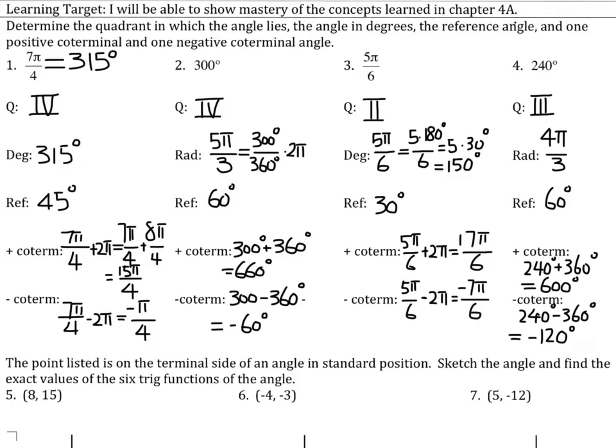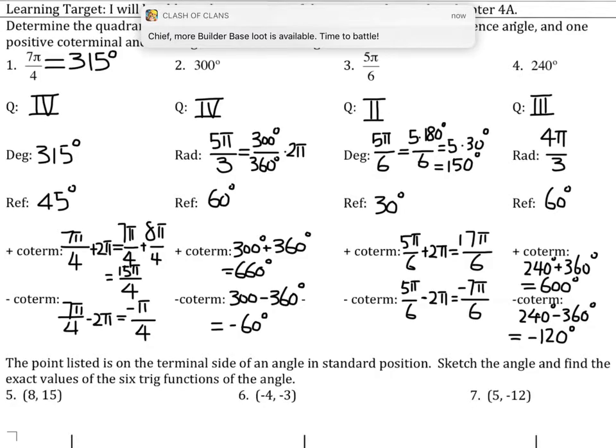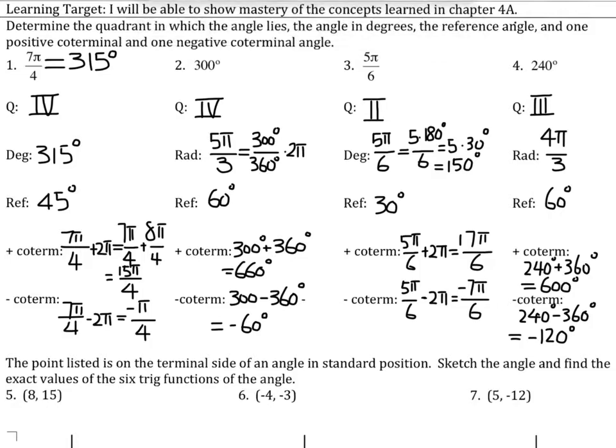What's the reference angle? The closest angle to the x-axis would be 180 degrees. 180 minus 150 degrees, the reference angle is going to be 30 degrees. Positive coterminal angle: I take 5 pi over 6 plus 2 pi, that's 17 pi over 6. Negative coterminal angle: 5 pi over 6 minus 2 pi, that's equal to negative 7 pi over 6.